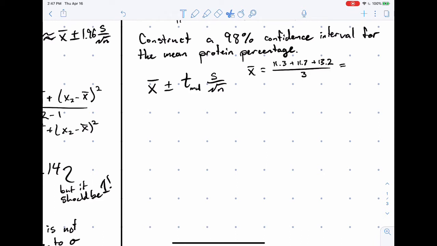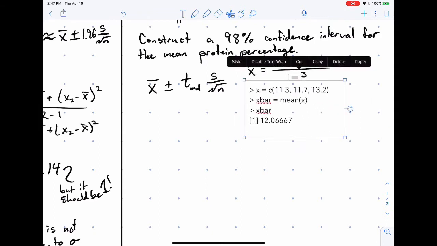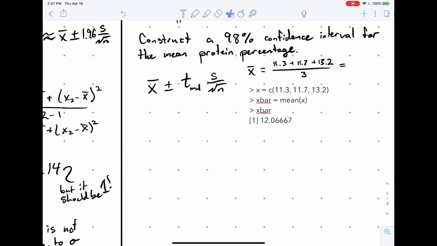I'm lazy with the calculations. I want to do them as quickly and accurately as possible, so I'm just going to do them in R. I'll copy and paste what I have here. This is how you would do this inside of R. Rather than actually computing the mean using the formula, you can just call the function mean after you define x this way. So x is equal to c, the function concatenate or combine, on 11.3, 11.7, and 13.2. You get the mean, and it is 12.07.